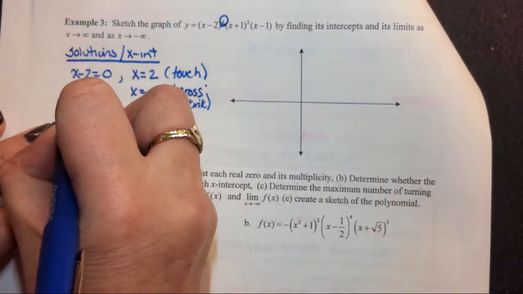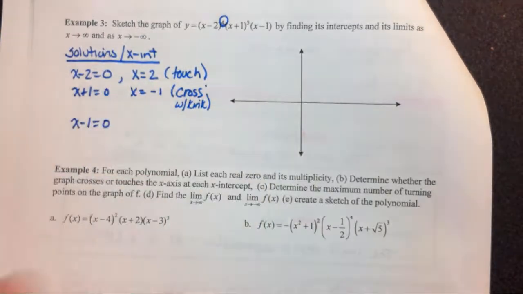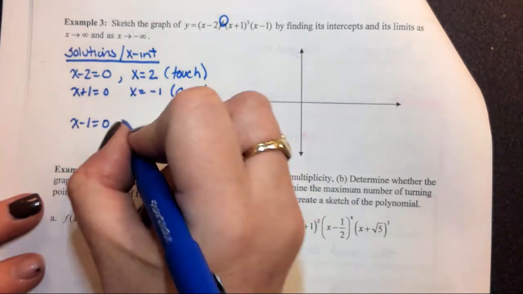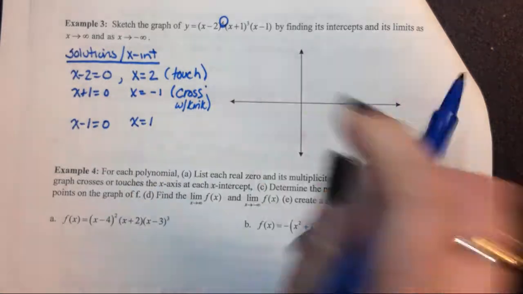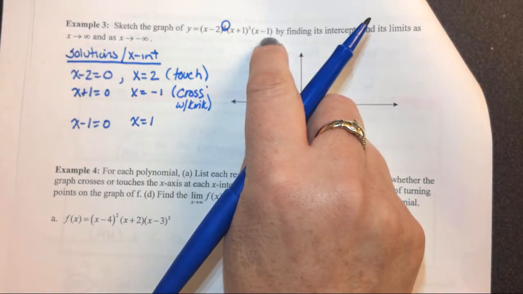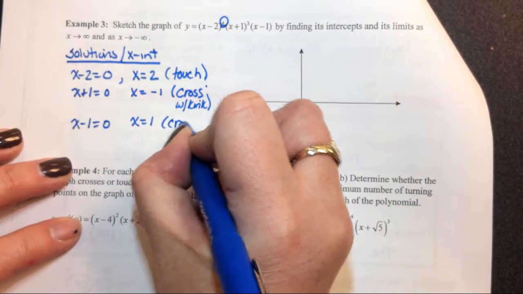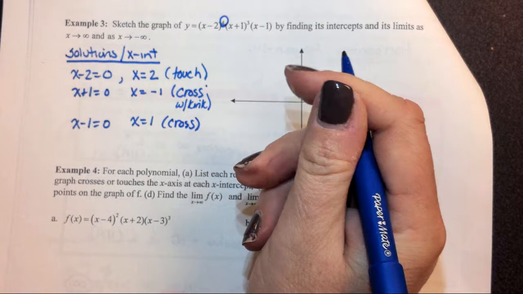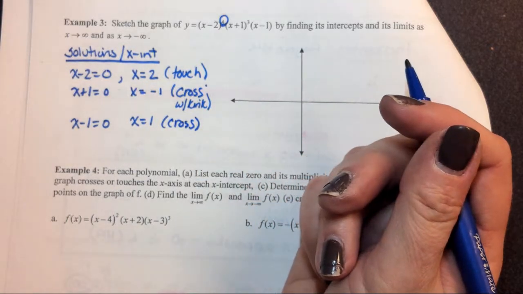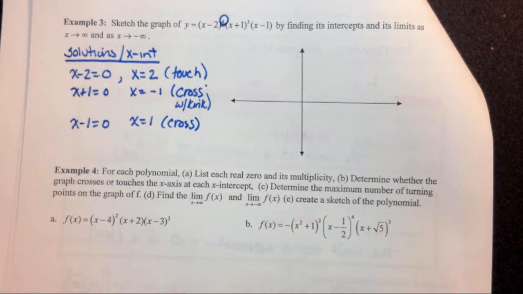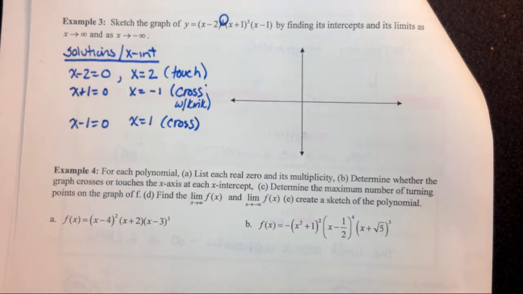So now let's take a look at x minus 1 equals 0. So what's another x-intercept or solution? X equals 1. Now what's the multiplicity for x minus 1? The x minus 1 has an odd multiplicity, correct? So what's going to happen? Is it going to cross or touch? Cross. And this one will just cross straight over because you have a multiplicity of 1. All right, so any questions about how you know whether it's going to touch or cross at those particular x-intercepts?